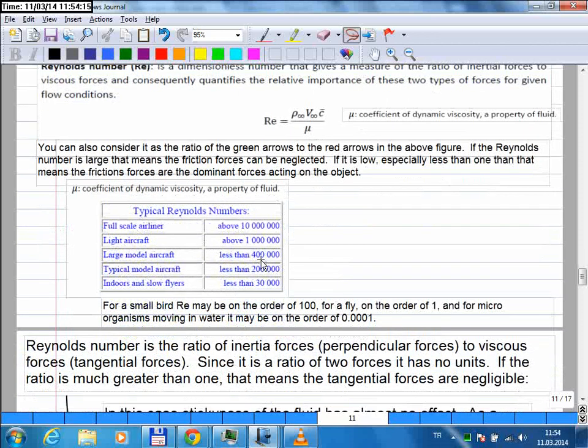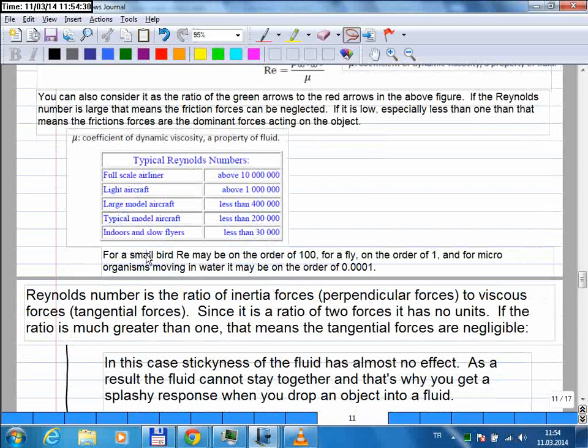And this Reynolds number is defined for any flow. It is not just for aircraft. So even the flight of a bird or an insect has a corresponding Reynolds number. And if you look at that, they are even lower. For a small bird, the Reynolds number can be on the order of 100. Or for a fly, it's even smaller, on the order of 1.